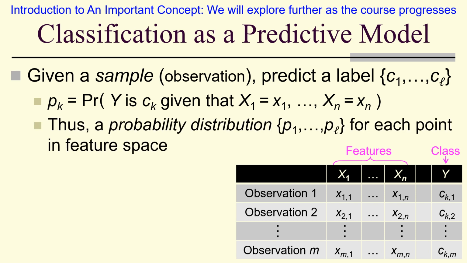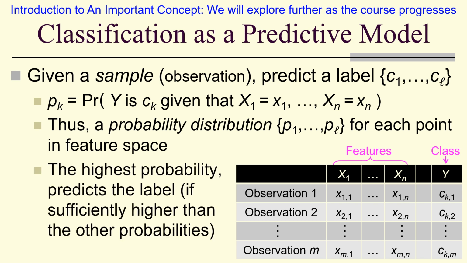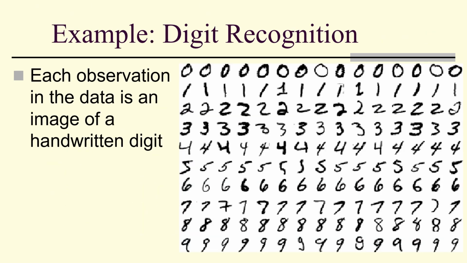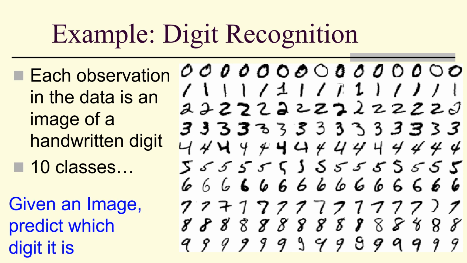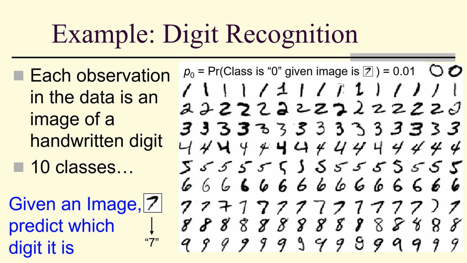So that means we have a probability distribution for each point in feature space. The highest probability predicts the label if it's sufficiently higher than the other probabilities. For example, digit recognition: each observation in the data is the image of a handwritten digit. There are 10 classes. Given an image, predict which digit it is. So given this image, we might predict that it's a 7. But as a predictive model, how would we do that?